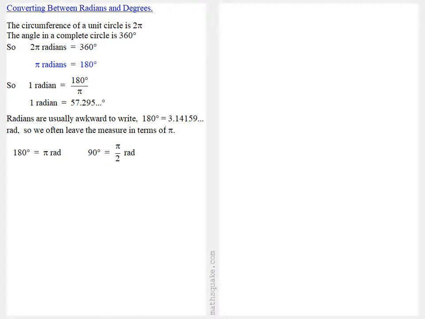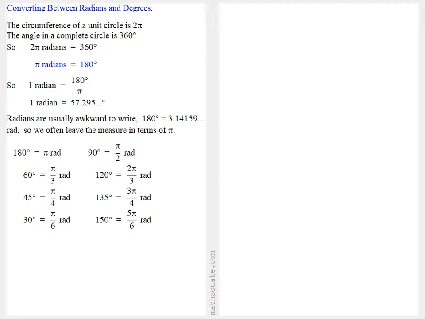So 90 degrees is pi by 2 radians. 60 degrees is pi by 3 radians. 120 degrees is twice that, so it's 2 pi by 3 radians. 45 degrees is a quarter of 180, so it's pi by 4 radians, and 135 degrees is 3 pi by 4 radians. 30 degrees goes into 180 6 times, so 30 degrees is pi by 6 radians, and 150 degrees is 5 pi by 6 radians.